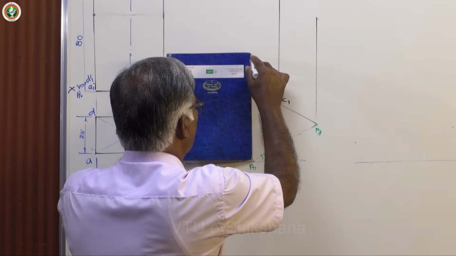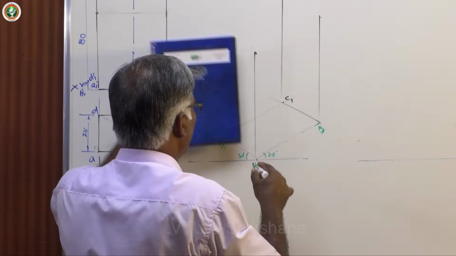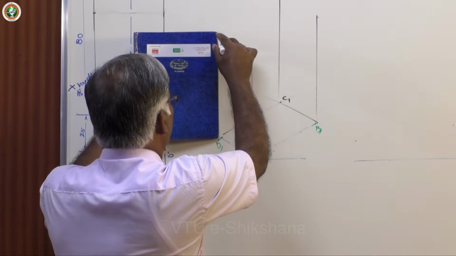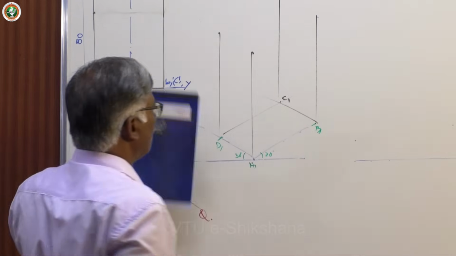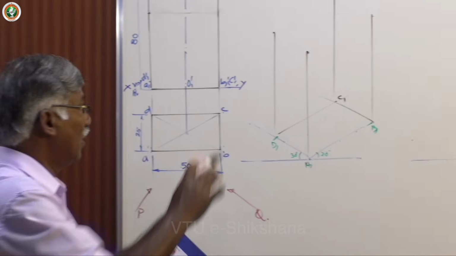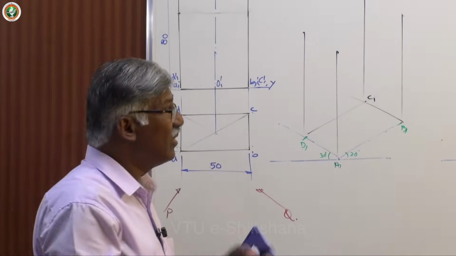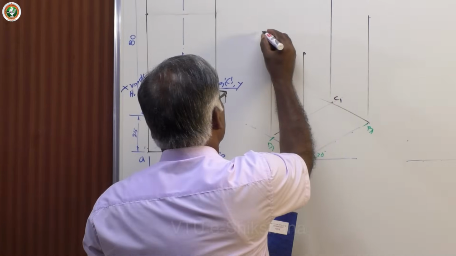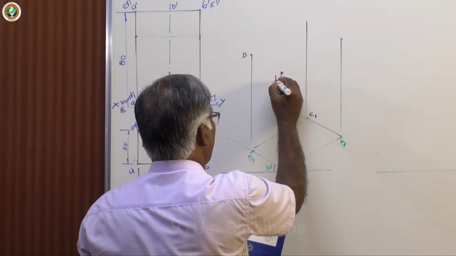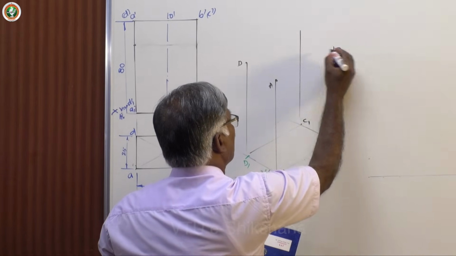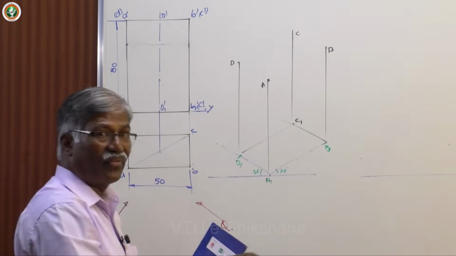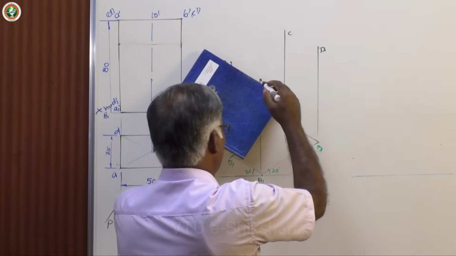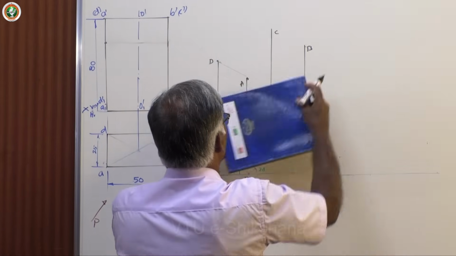Whatever is given, let us keep it. I am drawing the isometric view. Now keep this, that's all. Same height, 80 mm. Then mark these points: D, this is A, this one is B, this one is C. Join all of them. Top corners, join. Thin lines.